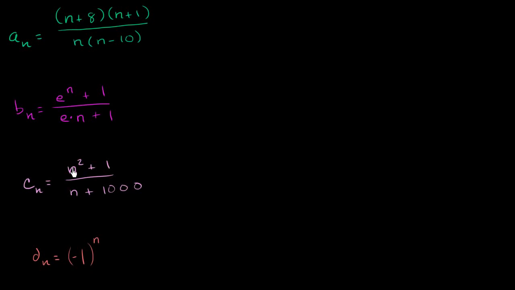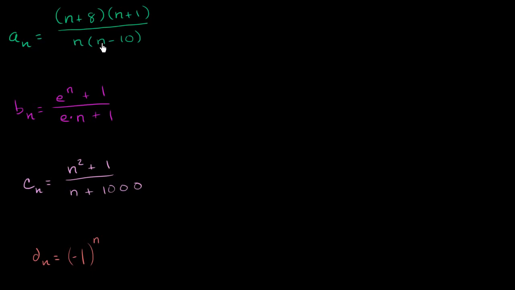So we've explicitly defined 4 different sequences here, and what I want you to think about is whether these sequences converge or diverge. And remember, converge just means as n gets larger and larger and larger, the value of our sequence is approaching some value, and diverge means that it's not approaching some value. So let's look at this, and I encourage you to pause this video and try this on your own before I explain it.